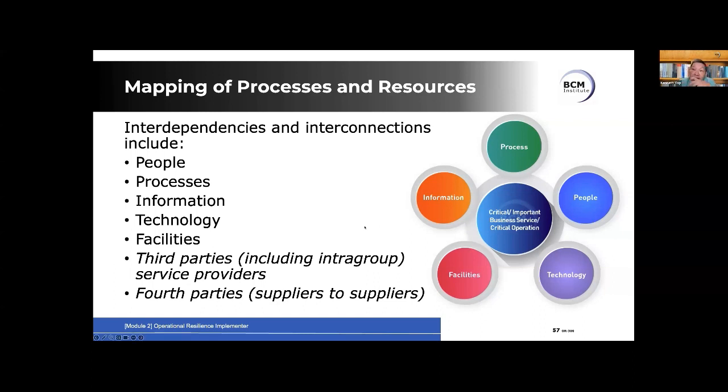And I mentioned earlier already, our fourth party, third party, all these interdependencies, in my previous organization, they were all taken care of under the service of vendor risk management. It's an underpinning service.